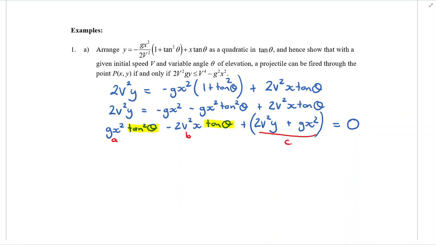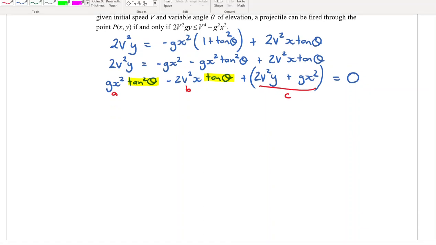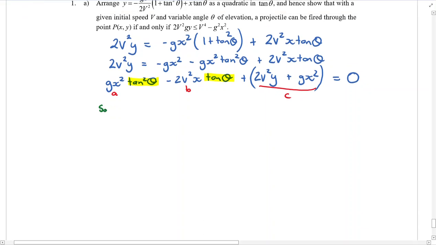So I'm going to say that my solutions exist when my discriminant is greater than or equal to 0. So not the full quadratic formula, just the b squared minus 4ac needs to be greater than or equal to 0. And hopefully you're going, yes, that's where my inequality sign comes in.